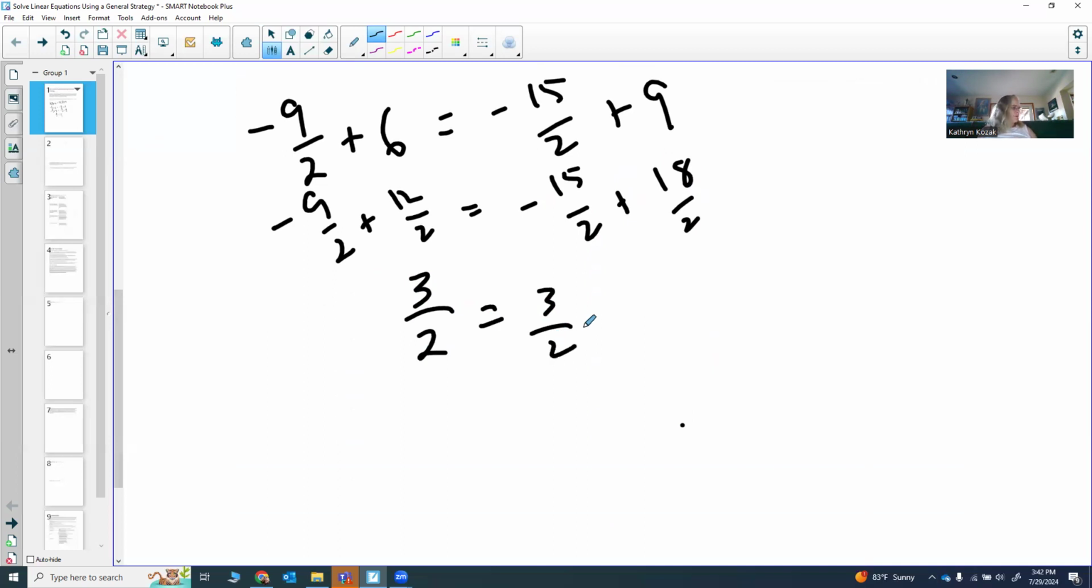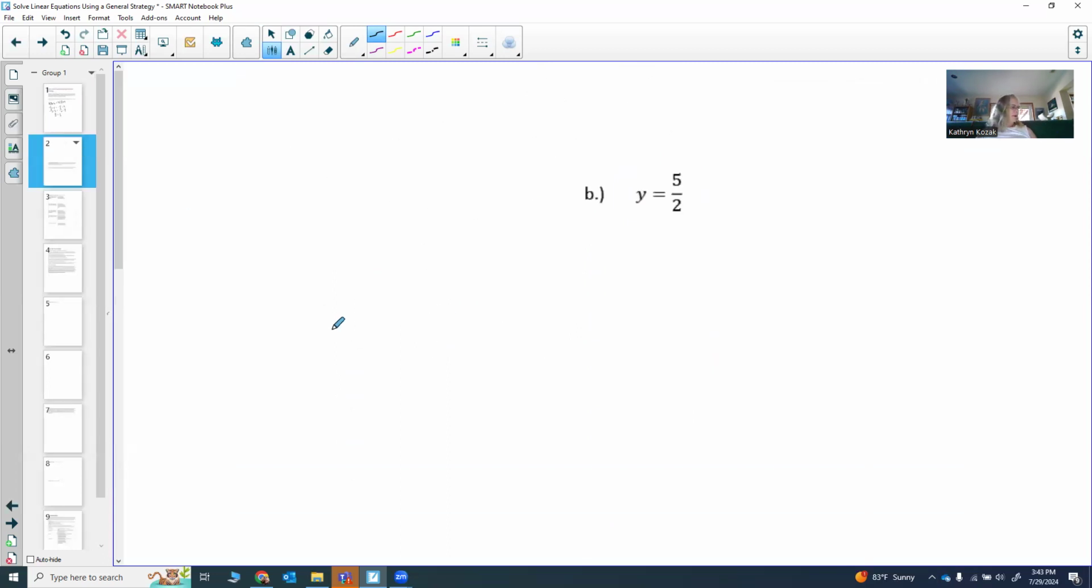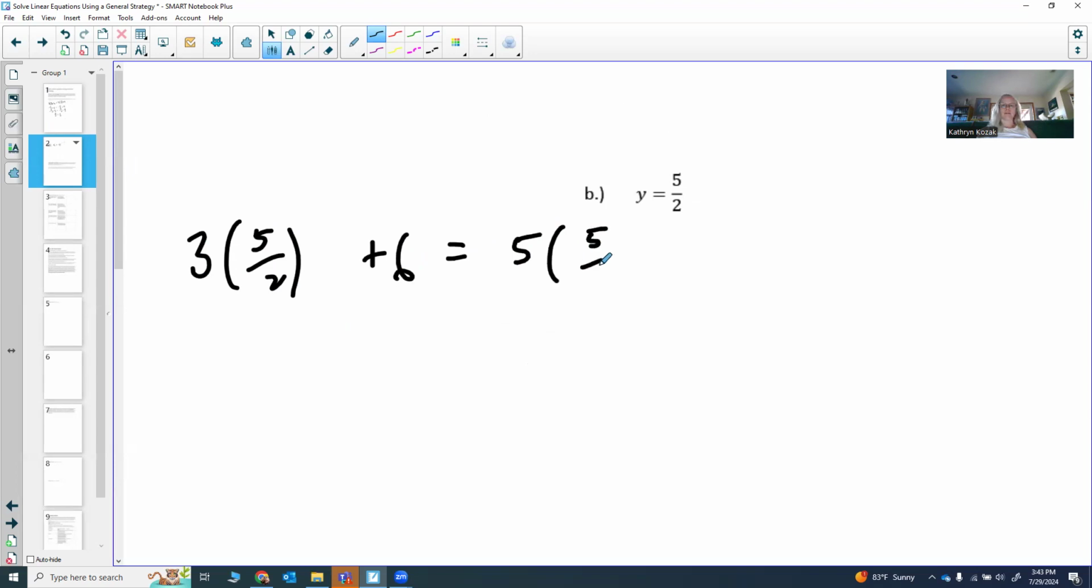Since this is a true statement, then y equals -3/2 is the solution to 3y plus 6 is equal to 5y plus 9. Part B is that y is equal to 5/2. 3 times 5/2 plus 6, is that equal to 5 times 5/2 plus 9?